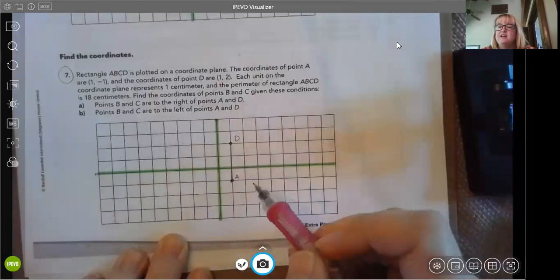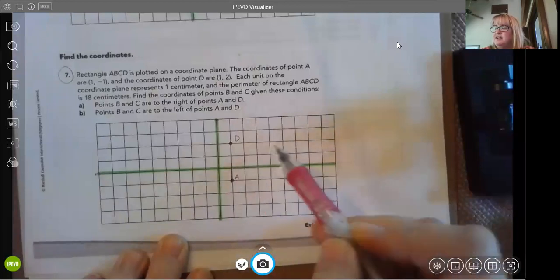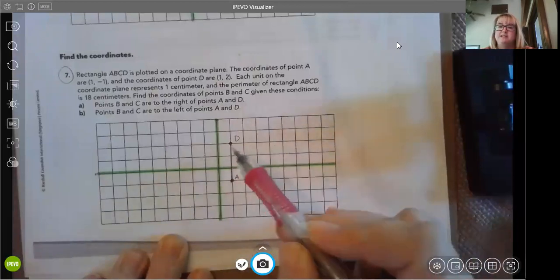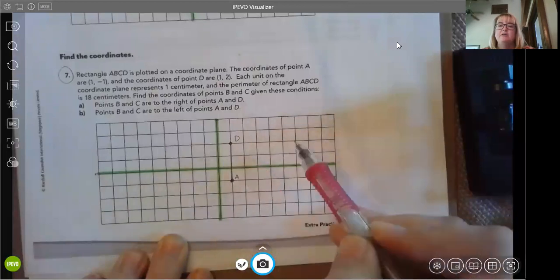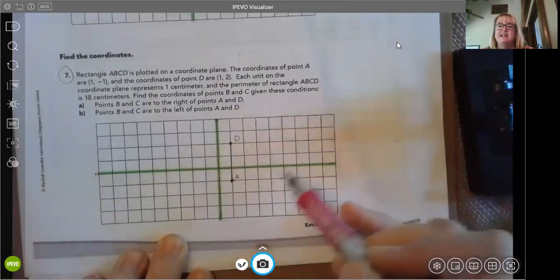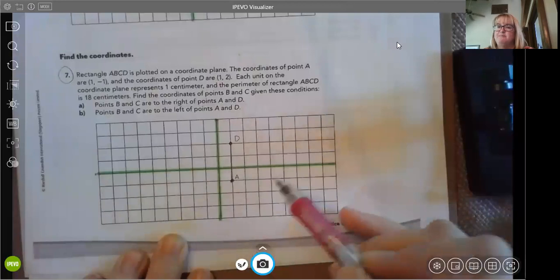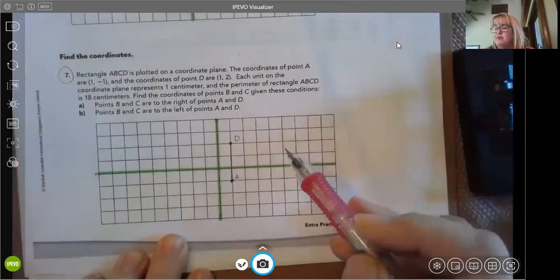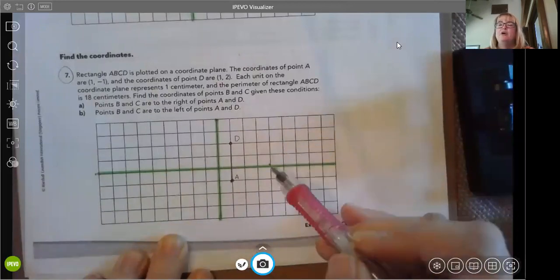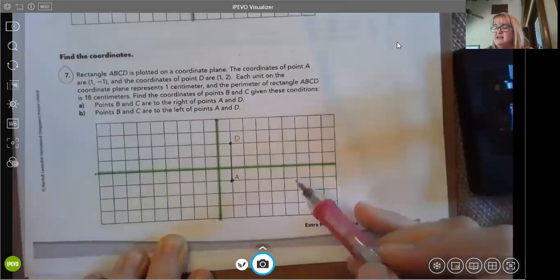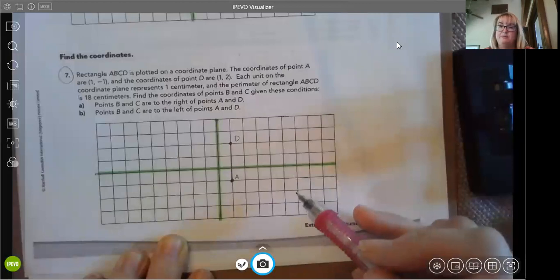Well, if I can figure out how long the top is, then I already know the side is the same as this and the bottom will be the same as the top. So if I find half the perimeter, that will help me. If the distance all the way around is 18, halfway around would be half of 18. And what is half of 18?